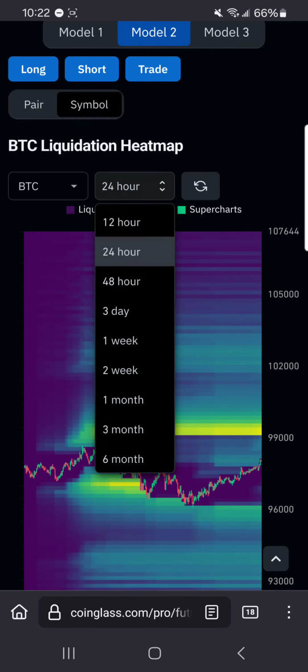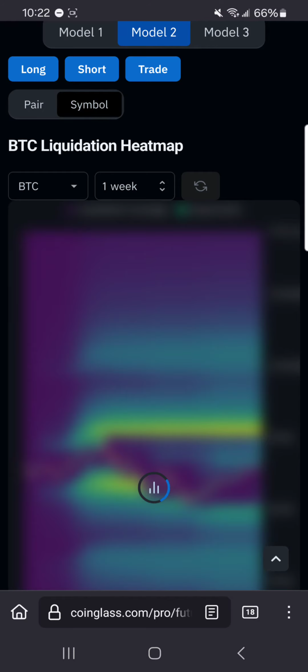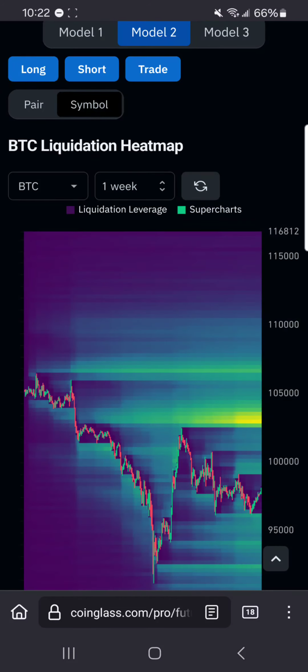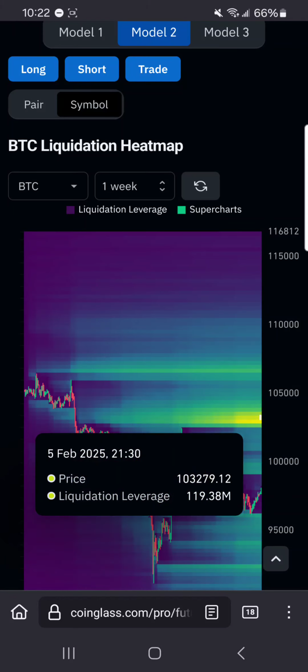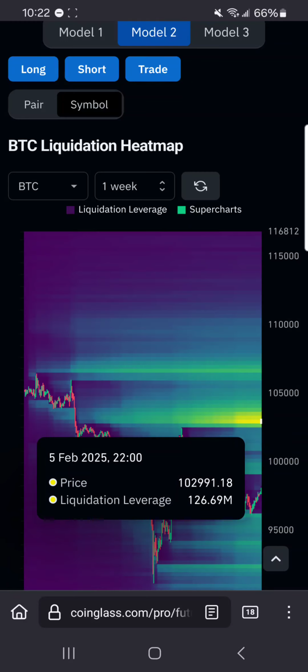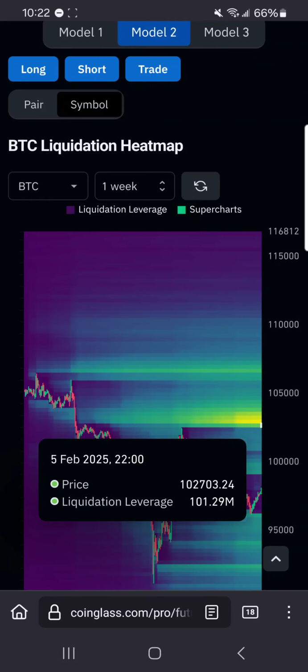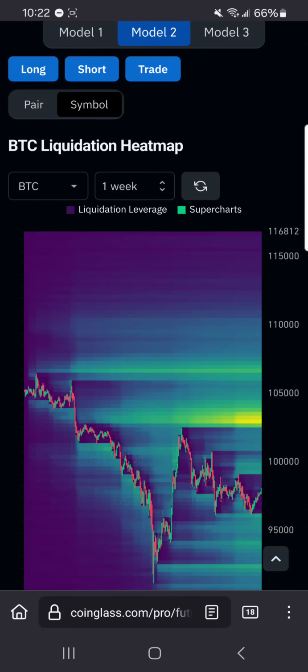Let's look at a little bit longer time frame, see what else could be up. Yeah, potentially out there. There's more up here around 102-ish. Yeah, probably starting at 102.5 or something like that. Yeah, 102.7, yeah.